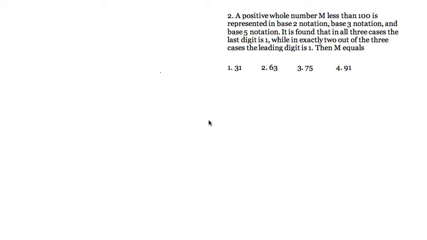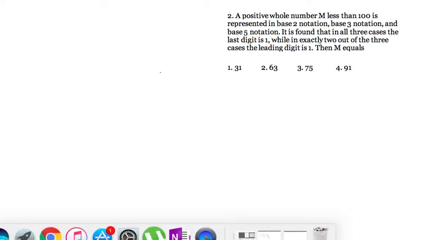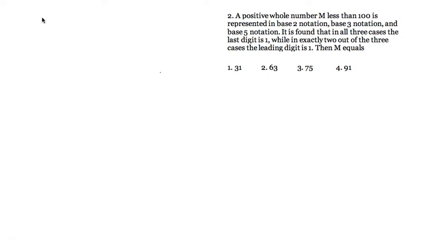Slightly more tricky question. A positive whole number m less than 100 is represented in base 2, base 3, base 5. In all the three cases, the last digit is 1. So whether you divide by 2 or 3 or 5, the last digit is always 1, right? It's 1 with 2, with 3, and with 5, which means that it will leave remainder 1 even when you divide by 2 into 3 into 5.